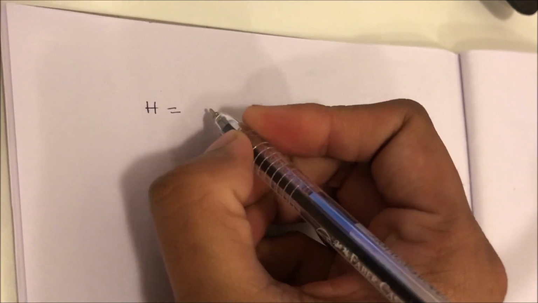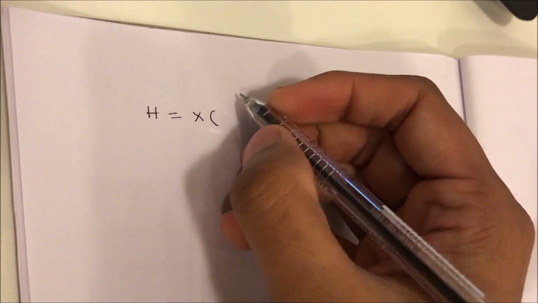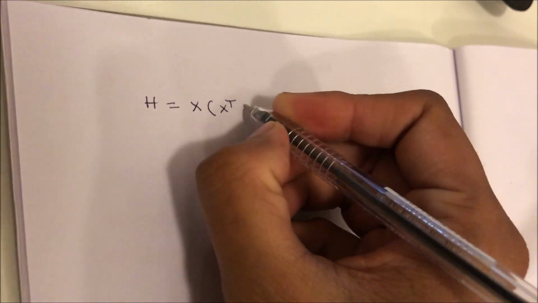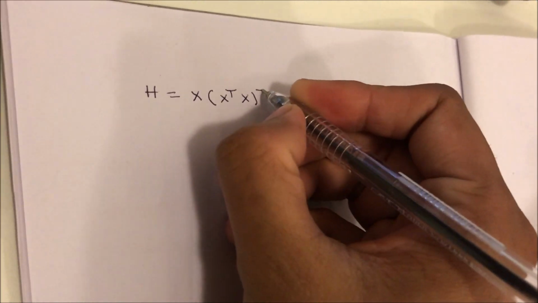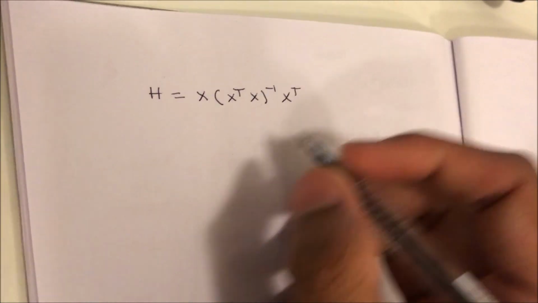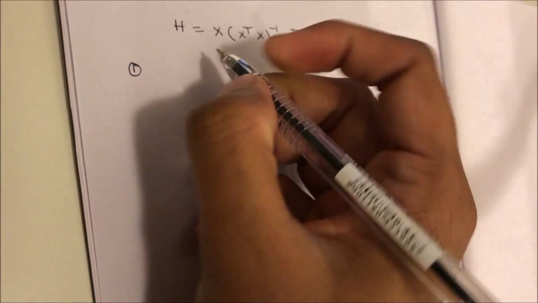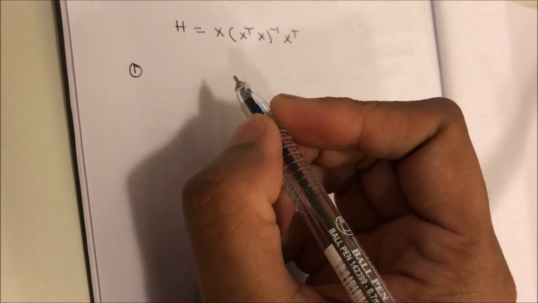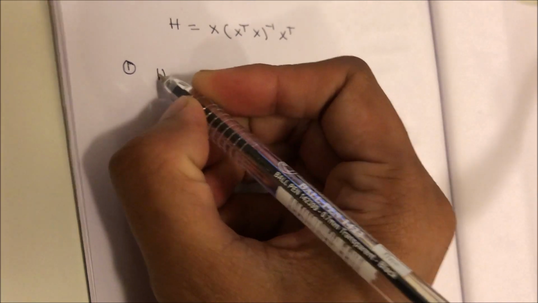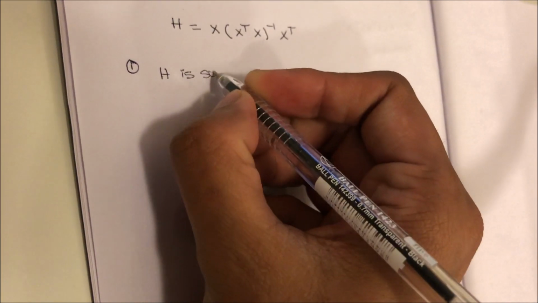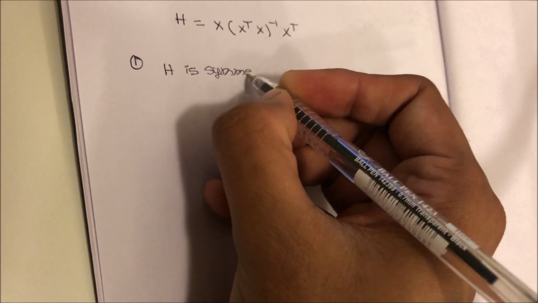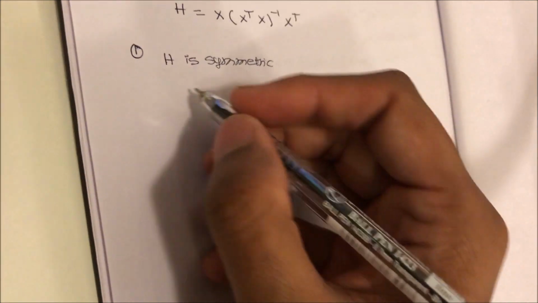Today I will be explaining the hat matrix, and it is said that the hat matrix has magical properties. This is the definition of the hat matrix. First of all, among the magical properties of the hat matrix is that it is symmetric. So I'll prove that the hat matrix is symmetric.